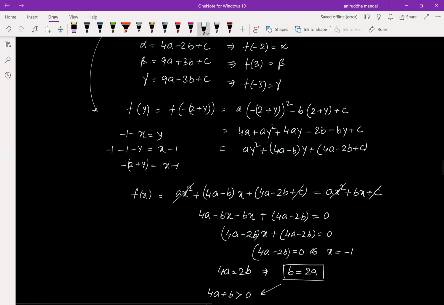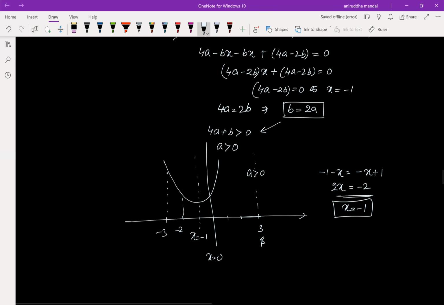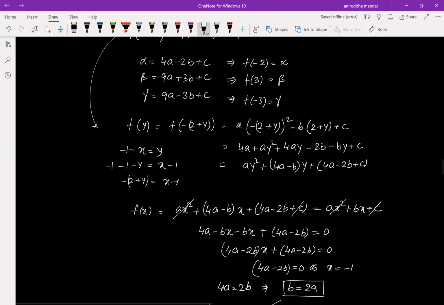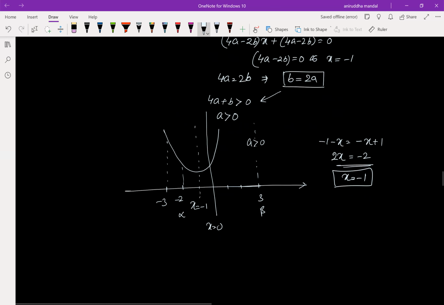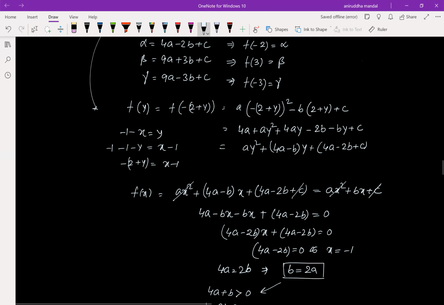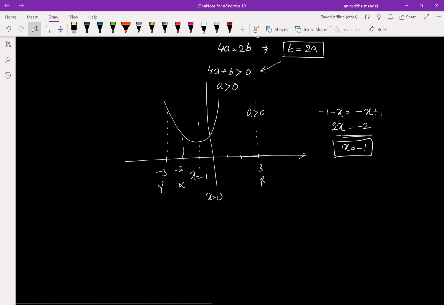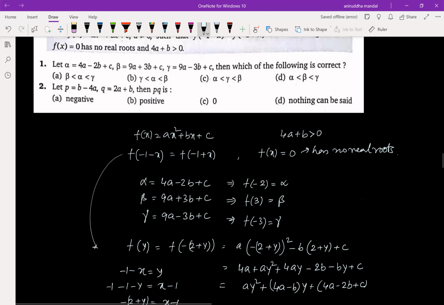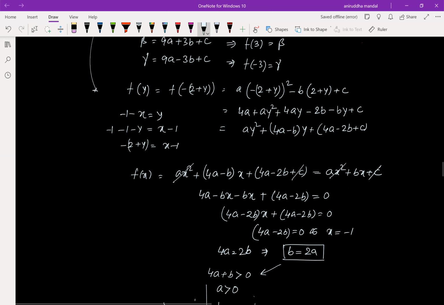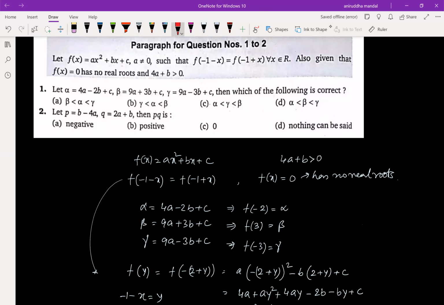So which means this f of 3 is beta, f of minus 2 is alpha, and f of minus 3 is gamma. So which means beta is maximum, then minus 3, which means gamma, and then alpha. This is the correct order. So first is beta, then gamma, then alpha, which means option C is correct.